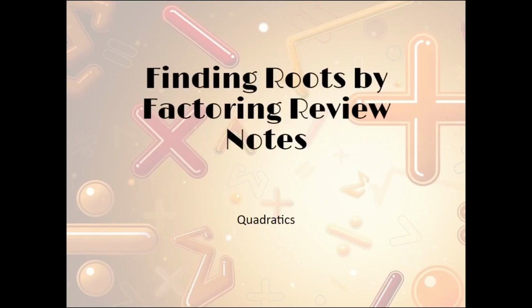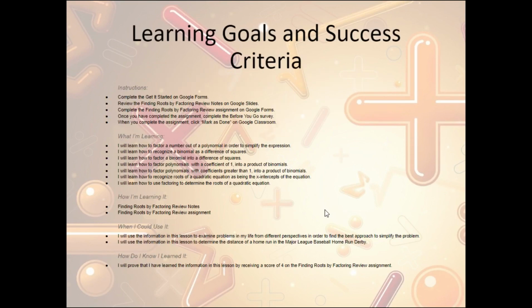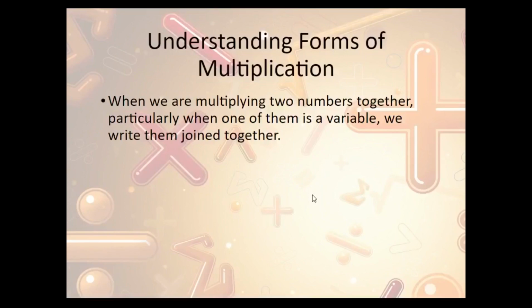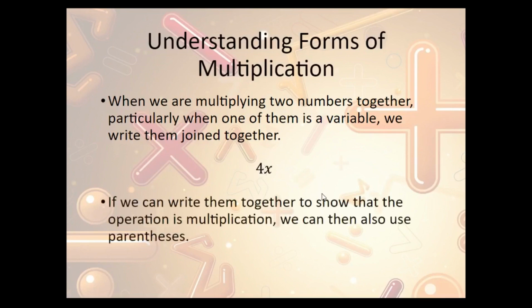Let's take a look now at the Finding Roots by Factoring review notes. The notes begin with the learning goals and success criteria. Understanding multiple forms of multiplication. When we are multiplying two numbers together, particularly when one of them is a variable, we write them joined together, like this. So we're multiplying 4 times x, and we write them joined together. We can also use parentheses to do this. So we can write 4 and then parentheses x. They mean exactly the same thing. They're just giving an indication of multiplication.